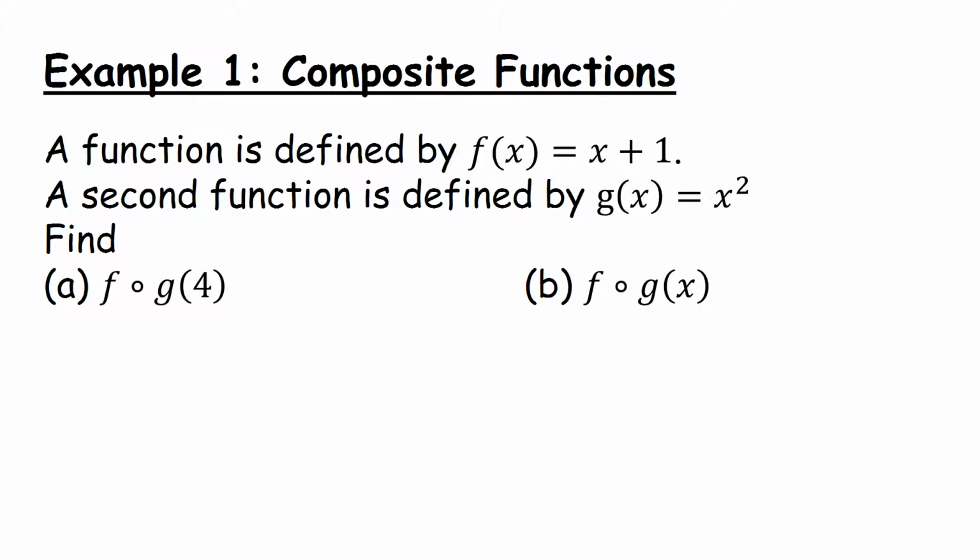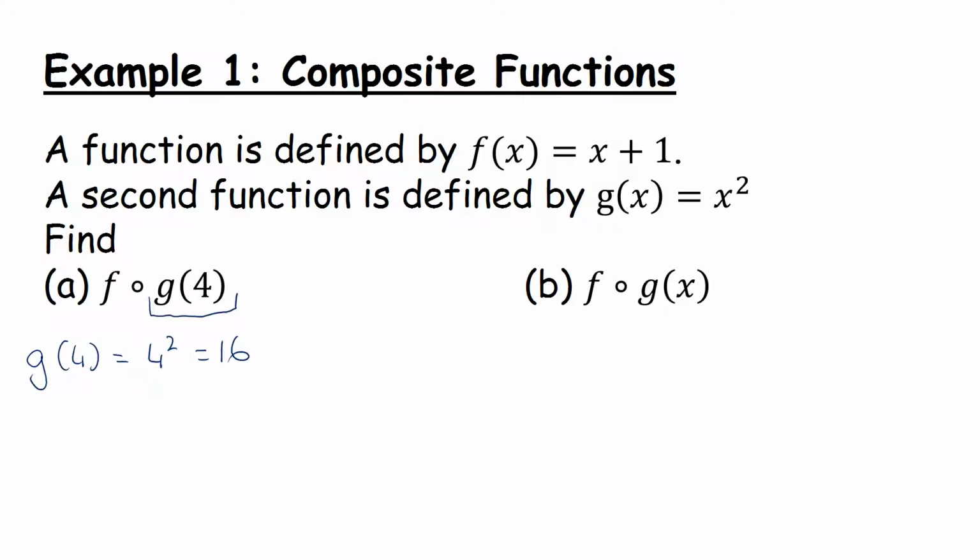So the first question has asked us to get f after g of 4. So let's take a look at how we do this. So the first thing we want to do is g of 4. If you look at this as the one that most looks like the function, g of 4 is something hopefully we can recognize and we can do. So let's do that first. So g of 4 in this case is going to be 4 squared, which is just 16.